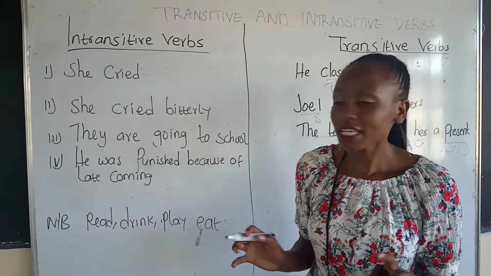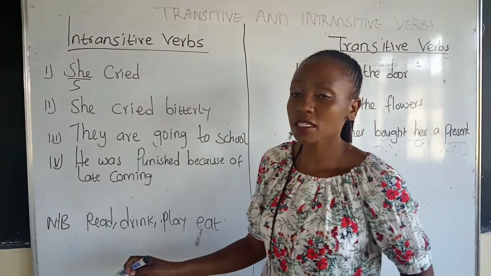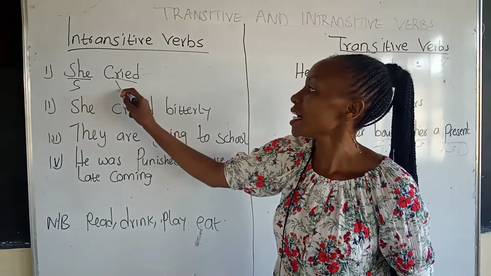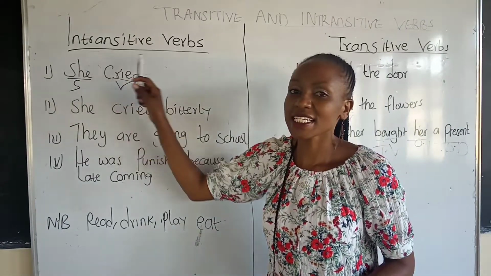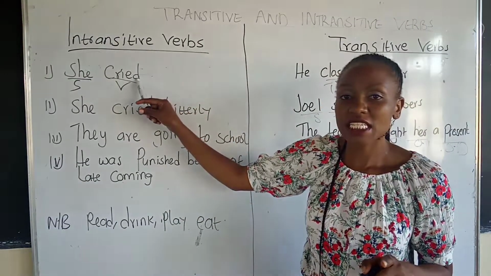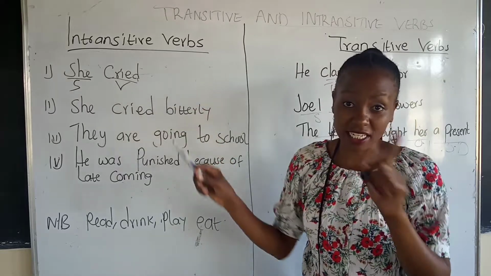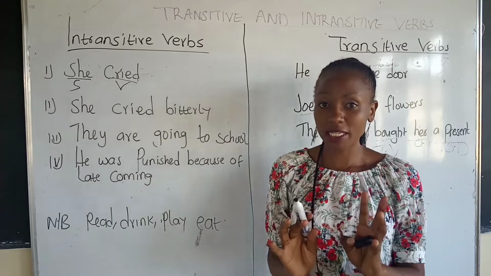For example, she cried. We have she as the subject, cried as the verb. But then the action of she does not affect anyone or anything. So the verb here is intransitive, it does not have an object. We have the subject and the verb only.